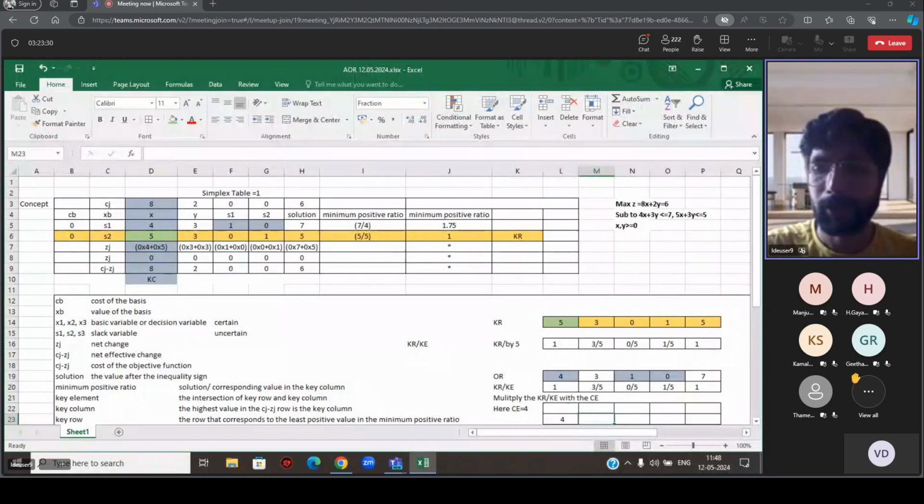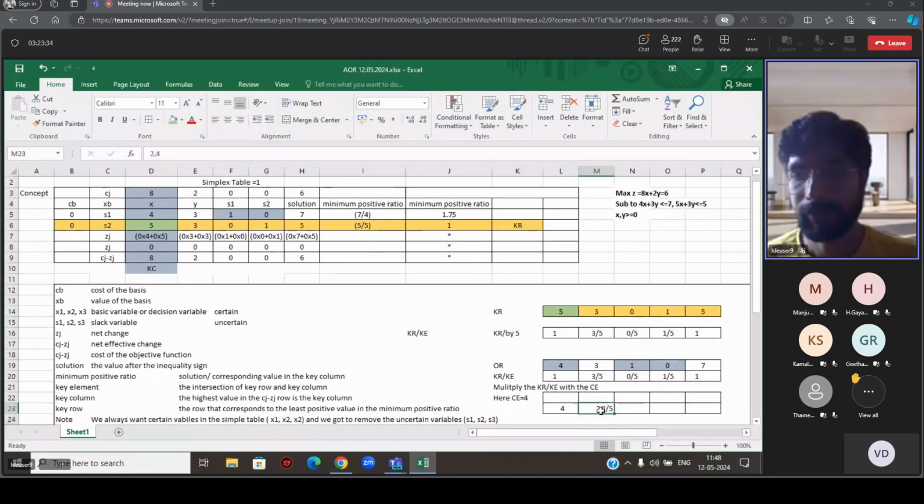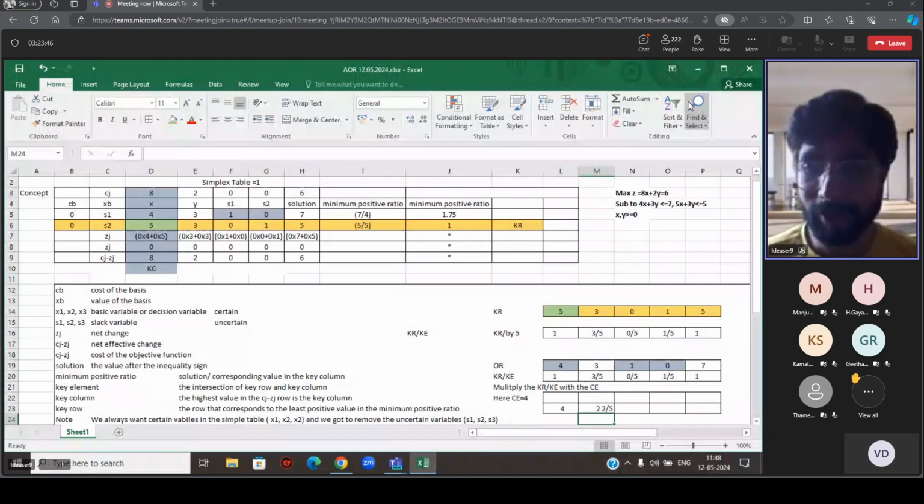So that's going to be 12 divided by 5, correct? Okay, 2 by 5. Fine. 5 times 2 is 10, 10 plus 2, 12 by 5. Okay, got it. It is taking another form.